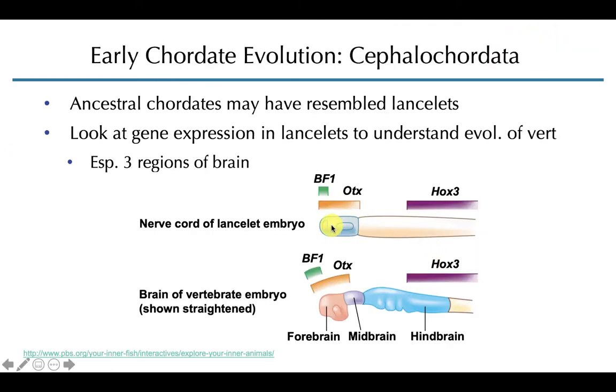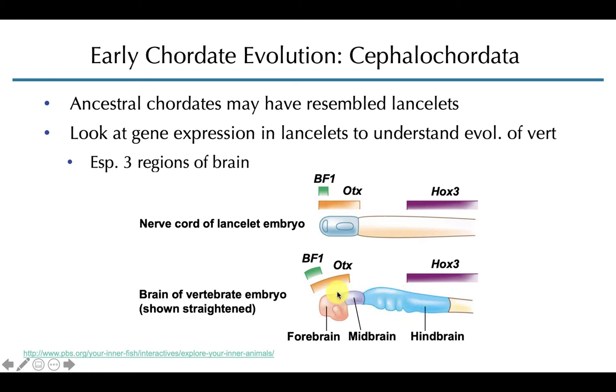Something neat between the lancelets and the vertebrates, these are both embryonic stages. Lancelets don't have a brain. They have this little swelling at the front, or the anterior, I should say, of their nerve cord, whereas these vertebrates do have this brain. The brain in vertebrates is three regions: forebrain, midbrain, hindbrain.